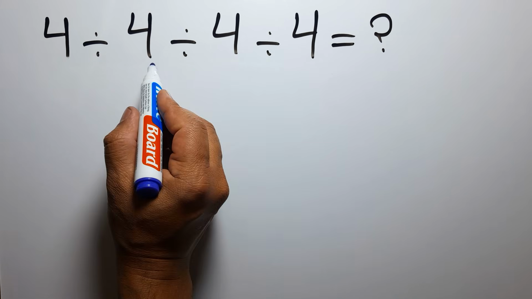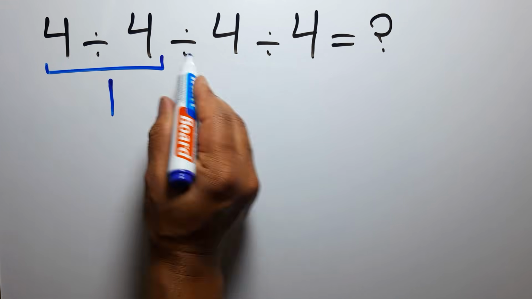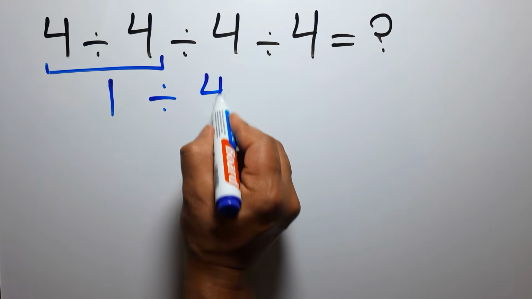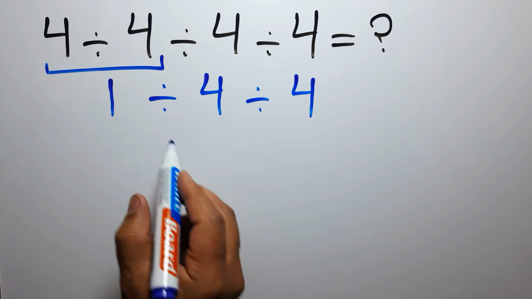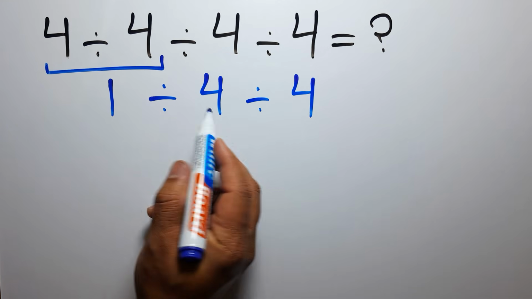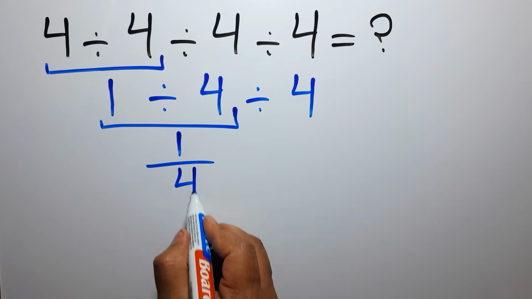So first we have to do this division. 4 divided by 4 is just 1. So 1 divided by 4 and again divided by 4. Now we have to do this division. 1 divided by 4 can be written as 1 over 4.